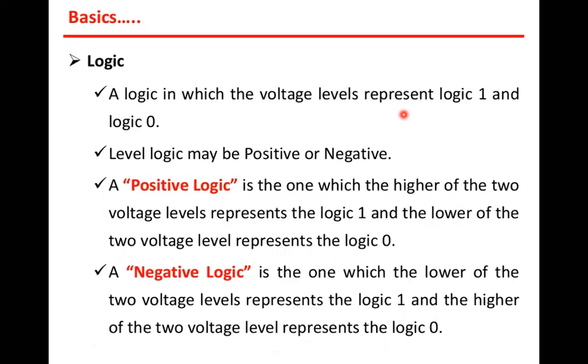A positive logic is the one in which the higher of the two voltage levels represents the logic 1, and the lower of the two voltage levels represents the logic 0. In that case, it is called a positive logic. In reverse, a negative logic is the one in which the lower of the two voltage levels represents logic 1 and the higher of the two voltage levels represents logic 0. So it is in reverse form, and that is called a negative logic.